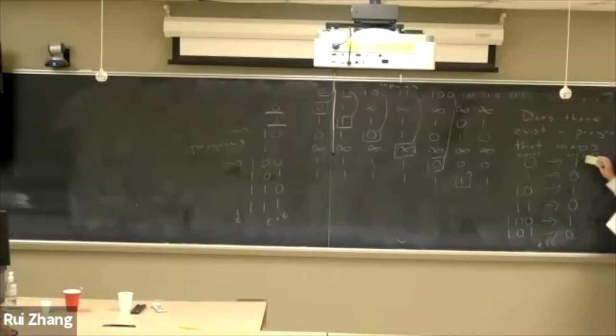that no program can compute this function, because the first program will disagree with the function here, the second program will disagree here, the third program will disagree here. They'll all disagree on at least one point.